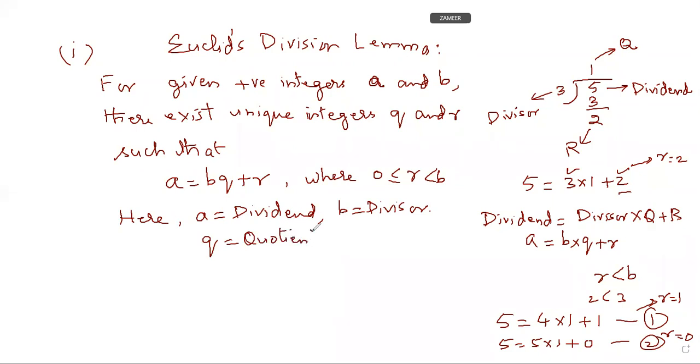Q is quotient, and R is remainder. An example I told you. This is the example of this one.